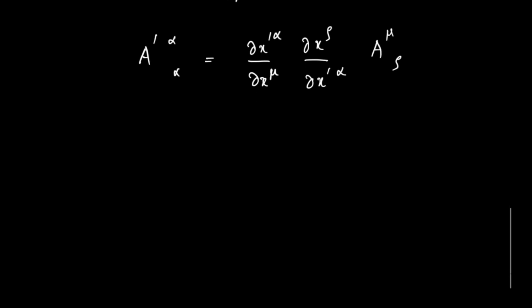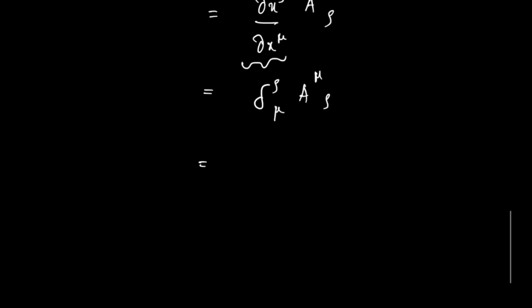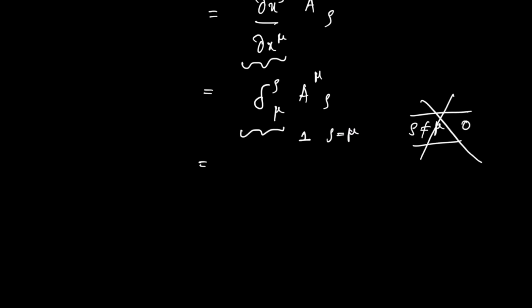Now here we can see this will get cancelled, and I have partial derivative of x rho with respect to x mu, A mu rho. Now this is the Kronecker delta of rho mu, A mu rho, right? Now this will be 1 only if rho equal to mu. Otherwise, if rho is not equal to mu, then it will be 0. So I don't have to take this part. I have to take only rho equal to mu, right? Otherwise it will go to 0.